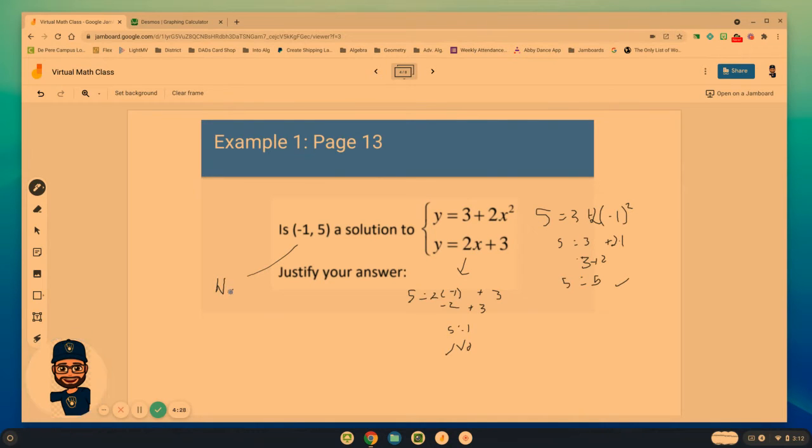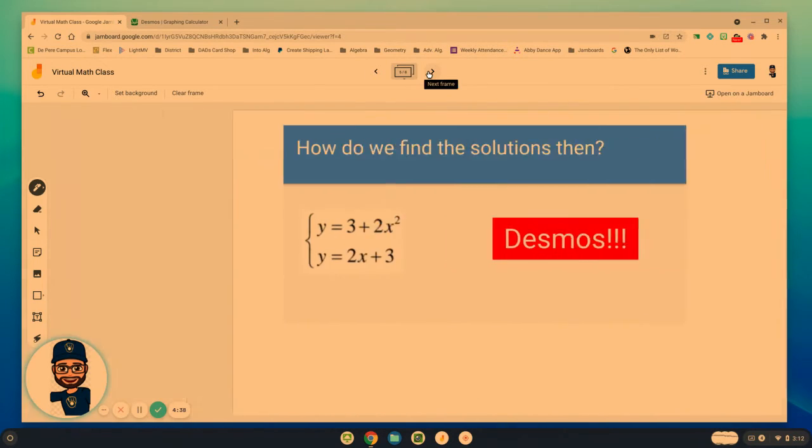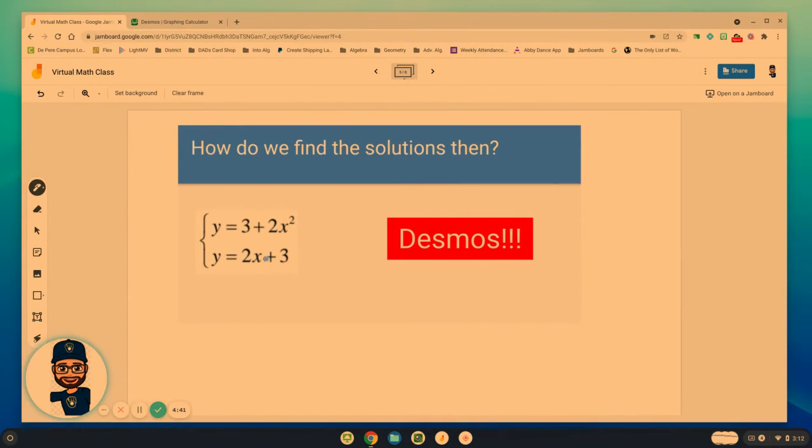Therefore, it is not a solution. All right, it has to work in both. So the question becomes, how can we find the solutions or solution to that system? We are going to go back to Desmos and talk about graphing in Desmos. Remember, when we graph, we are looking for any intersection, because that means that point is shared amongst both graphs.